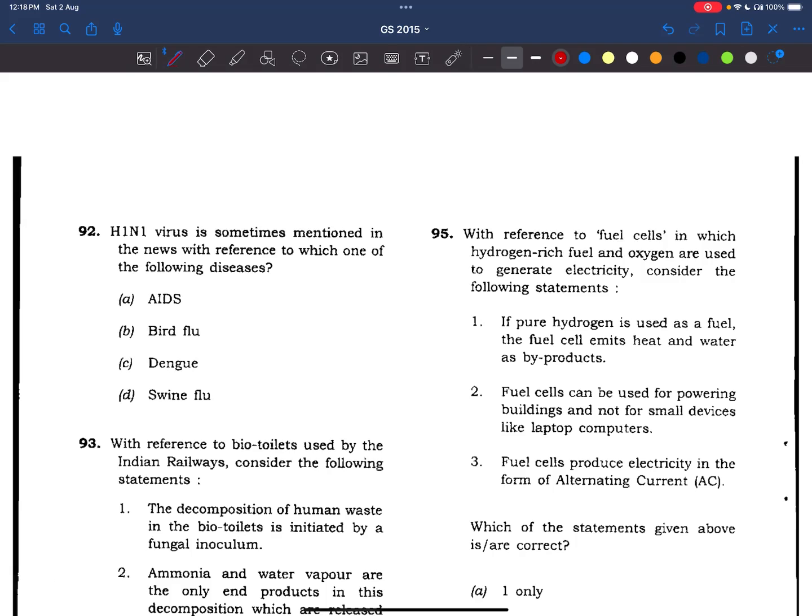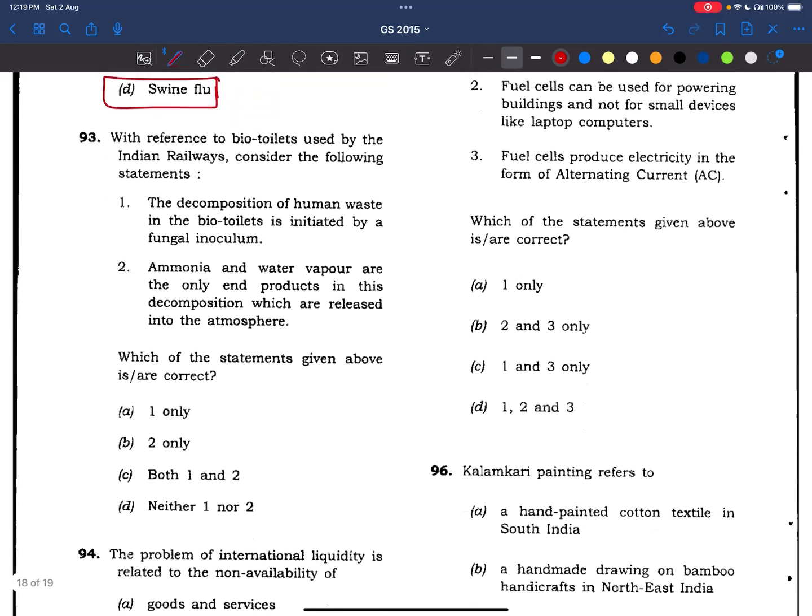Now coming to the 92nd question. H1N1 virus is sometimes mentioned in news with reference to which of the following diseases? Friends, H1N1 is related to swine flu. AIDS is caused by HIV, the human immunodeficiency virus. Bird flu is caused by H5N1. And dengue, we know, is caused by the female Aedes mosquito. I'll make a list of diseases: water, virus diseases, protozoa, bacteria, all those things. We'll make notes on it. I'll provide it on Telegram.